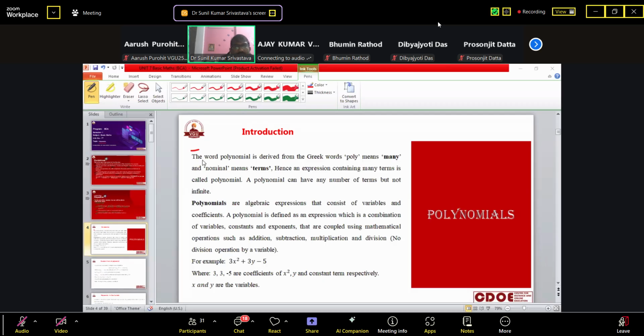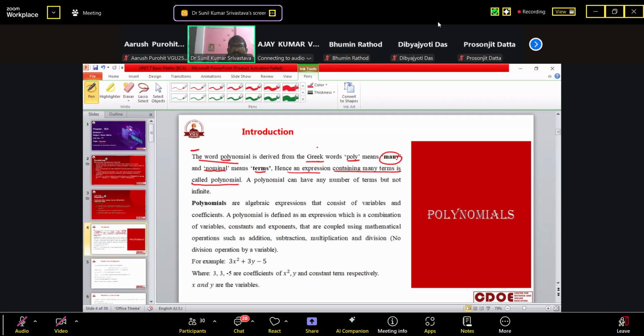Now, what is the meaning of polynomials? The word polynomial is derived from two words, poly and nomials. Poly means many and nomials means terms. Any expression containing many terms is called a polynomial. That is in sweet and simple language, any expression which contains many terms.